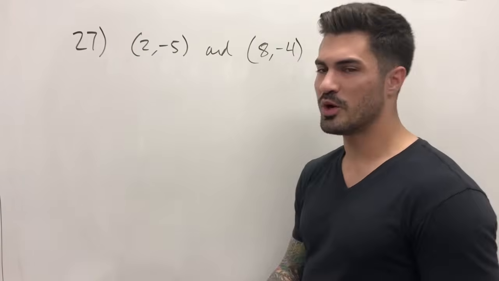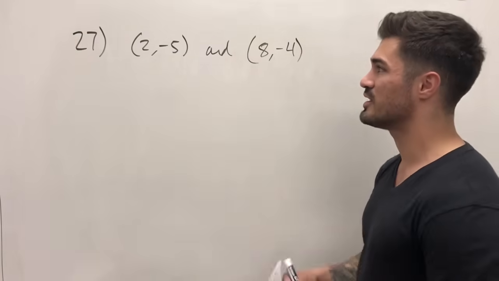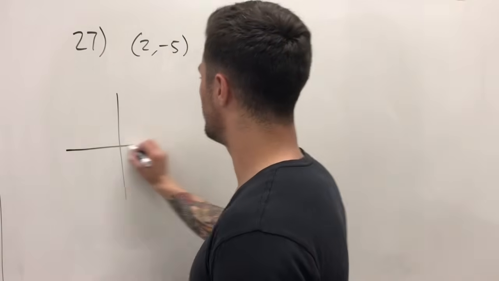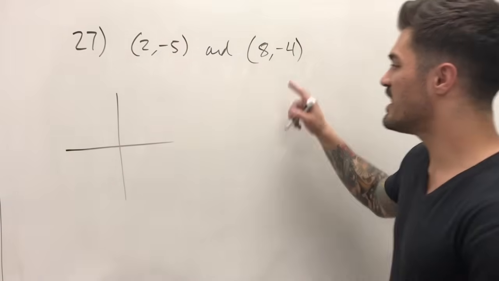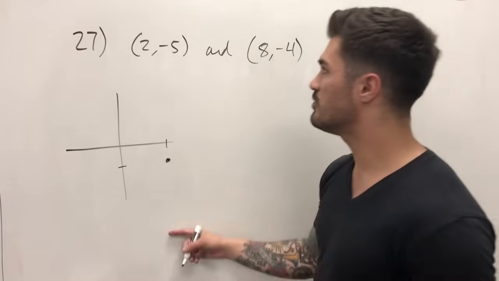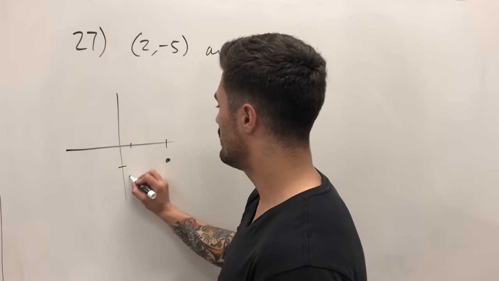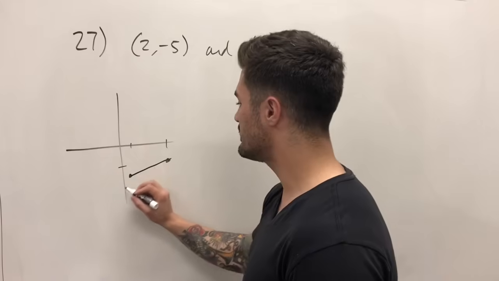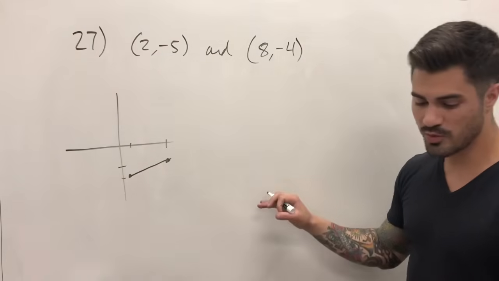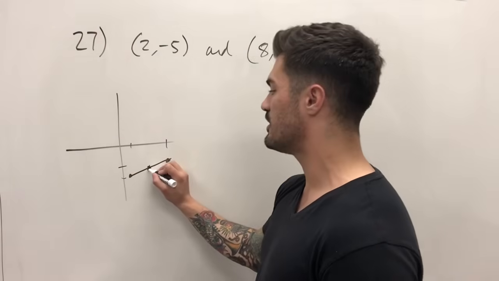All right, number 27, we are finding the midpoint of the line segment whose endpoints are given. So you could sketch the line segment if you want. We have x is 8, y is negative 4, so we have something over here, one of the endpoints, and then we have x is 2, y is negative 5, so we have something down here. So our line segment looks something like this, and again, this is just our rough sketch, but the point is we want to find the midpoint, so we're looking for this middle point, all right?